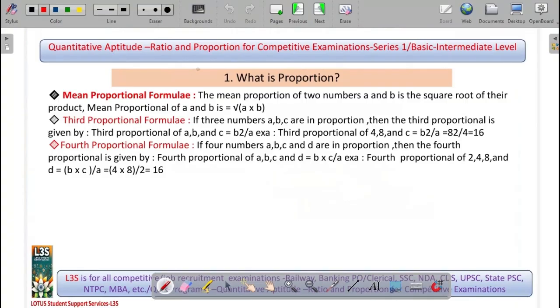What is proportion? Okay. Mean proportional formula. Very important. The mean proportion of two numbers A and B is the square root of their product. So for two numbers A and B, what will be the mean proportion? Root over A into B.